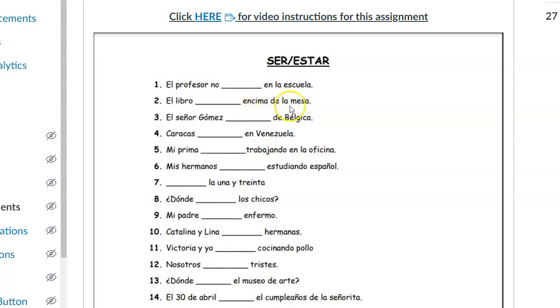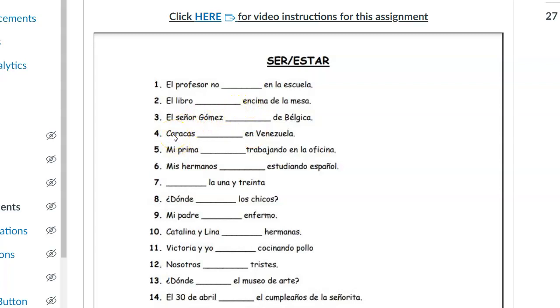And if that's the case, position is going to call for the verb estar. El libro está encima de la mesa. Number 3, el señor Gómez es de Bélgica. Bélgica is Belgium in Spanish. De Bélgica is indicating origin. And that's why we're using the verb ser. Again, the correct answer for number 3, es.